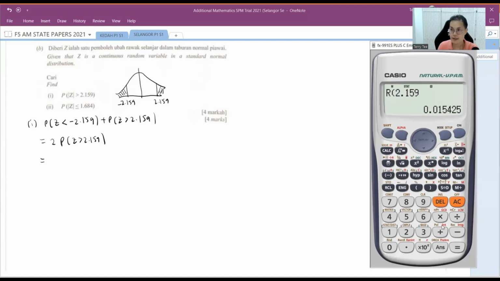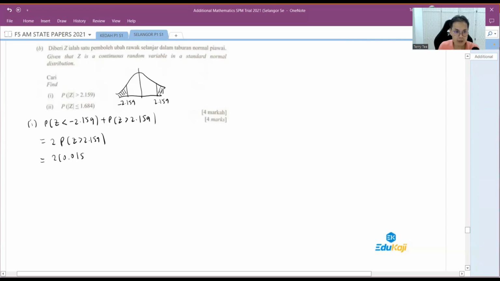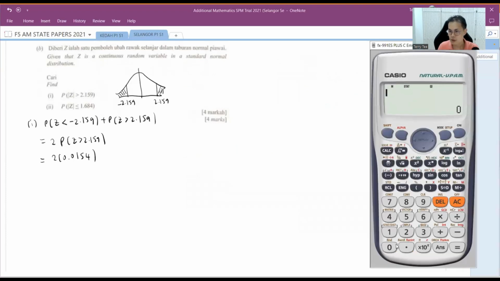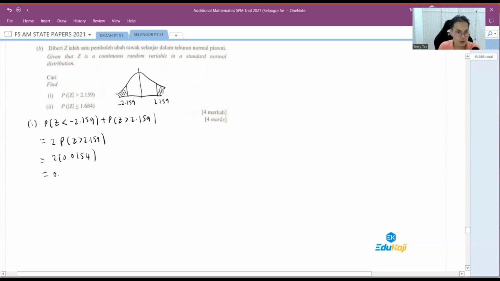So type in your calculator, 2.159. Guys, I got 0.0154, but please multiply by 2. So I'm going to write here 0.0154 times 2. I times 2, my answer is 0.0308. Okay, 0.0308. Now you can also use a mathematical table if you want.